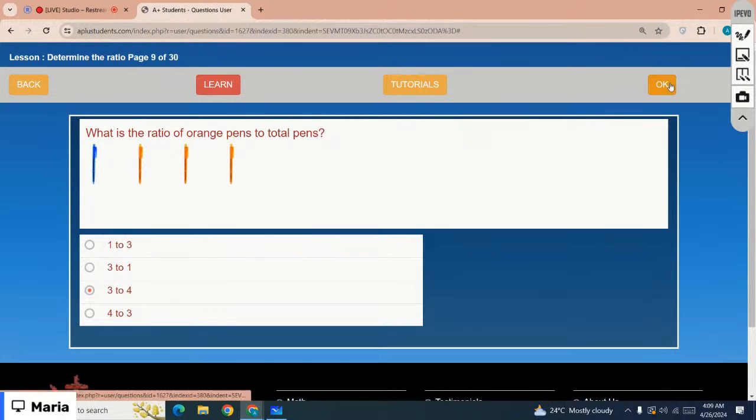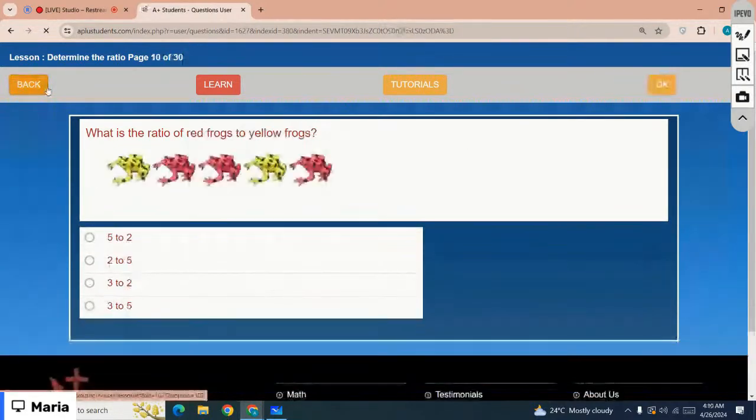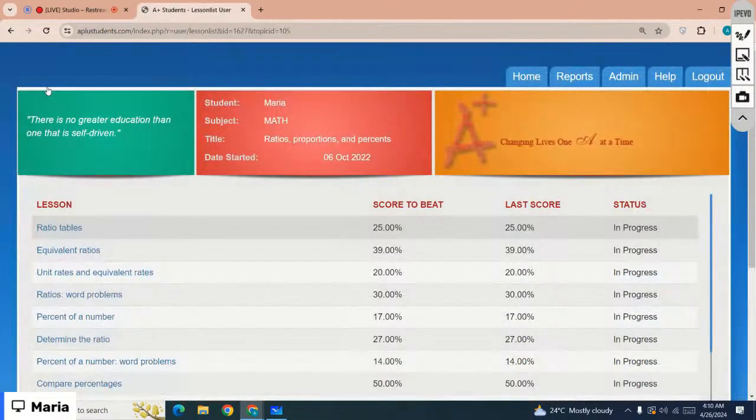Okay, you can complete the lesson by yourself later today. Let me just move on to the next lesson. And the next lesson is percent of a number word problem. You have to do the word problems on your own, right?